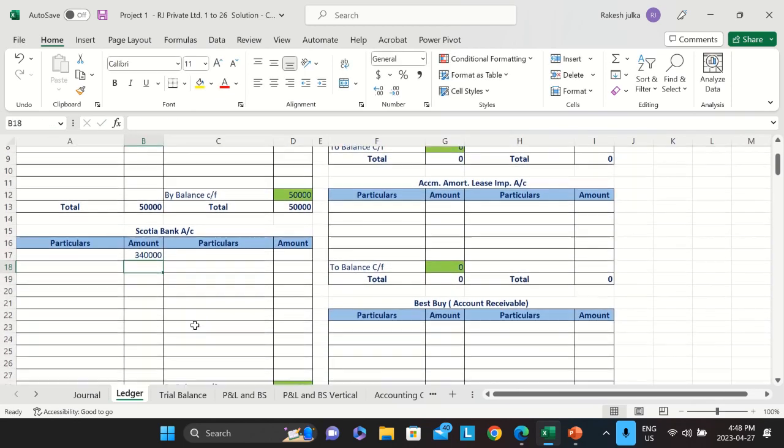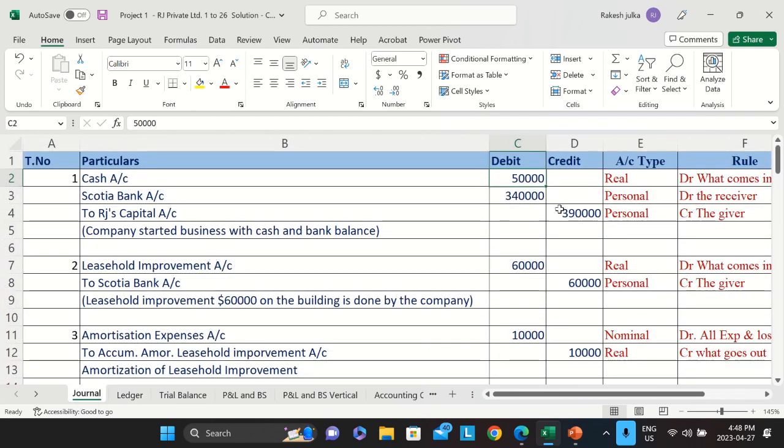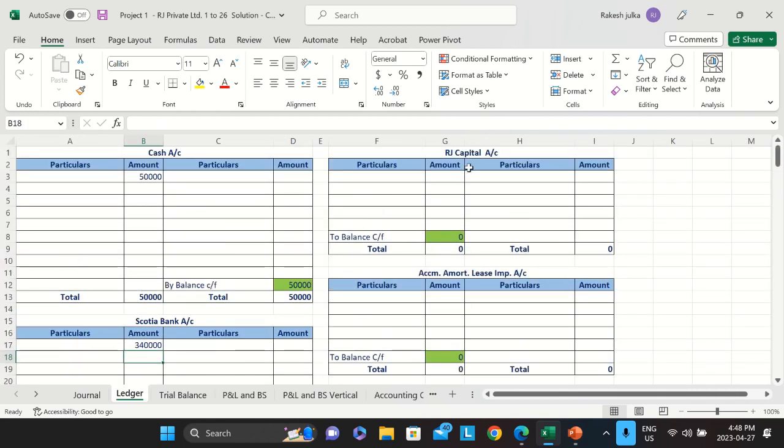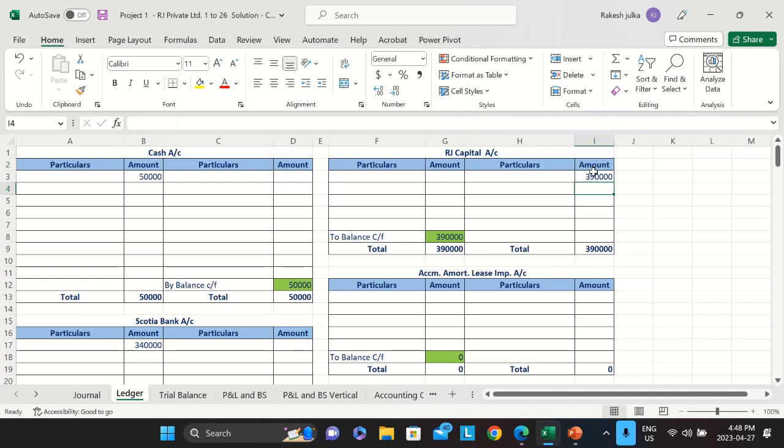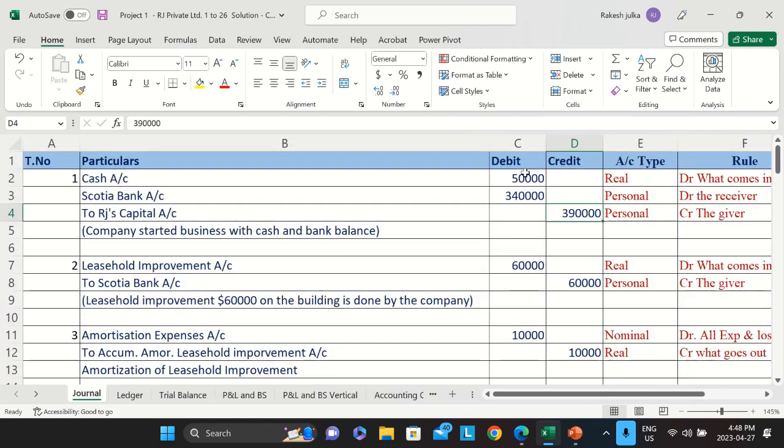Okay, this is already done now. Next, go to the capital account and write 390,000. I have already created this capital account. This is the credit side: equal to, go to journal, click here 390,000 and press enter. It is coming automatically with the balance, everything. Now the main thing is what we have done: 50,000 on the debit side of the cash account, 340,000 on the debit side of the Scotia Bank, 390,000 on the credit side of the RJ capital account.